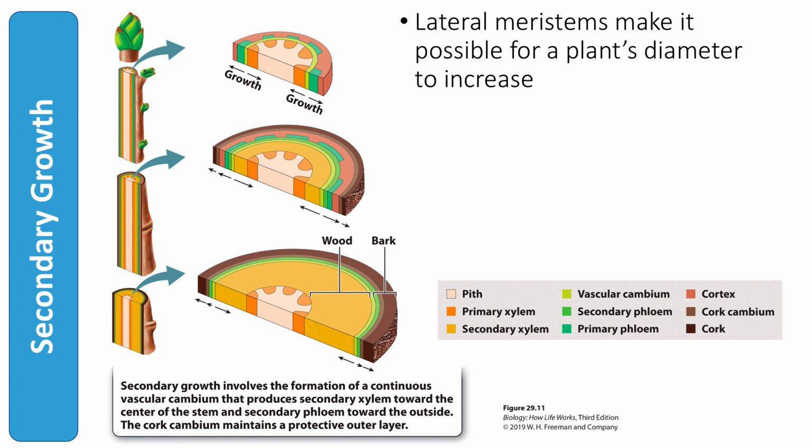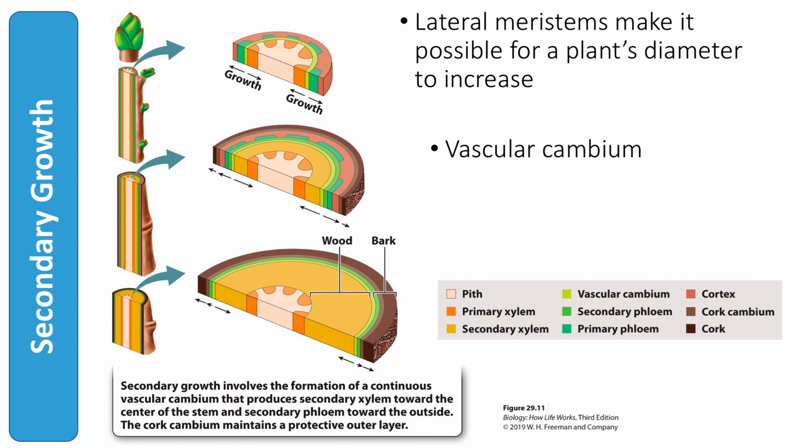Lastly, lateral meristems become larger over time because as the stem becomes thicker, as their circumference increases, the number of meristem cells needed to encircle the stem also increases. There are two lateral meristems, the vascular cambium and the cork cambium, that together drive secondary growth.